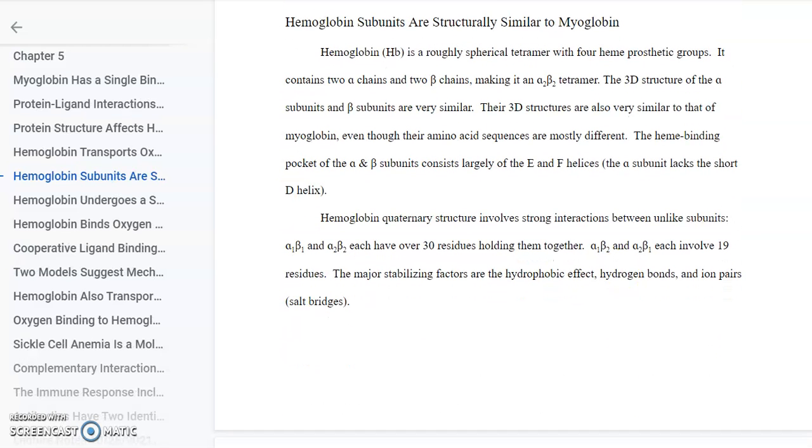Hemoglobin subunits are structurally similar to myoglobin. Hemoglobin, Hb, is a roughly spherical tetramer with 4 heme prosthetic groups. It contains 2 alpha chains and 2 beta chains, making it an alpha-2 beta-2 tetramer. The 3D structures of the alpha subunits and beta subunits are very similar. Their 3D structures are also very similar to that of myoglobin, even though their amino acid sequences are mostly different. The heme binding pocket of the alpha and beta subunits consists largely of the E and F helices. The alpha subunit lacks the short D helix.